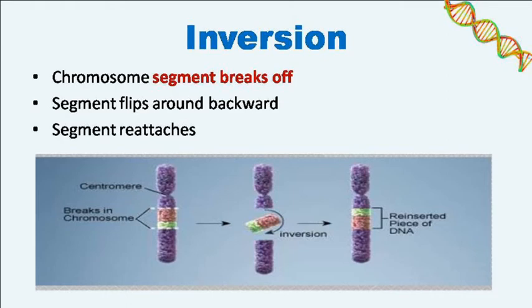Third type is inversion. Here also a chromosome segment breaks, then the segment flips around backward and reattaches. So there is no loss of genes, only the sequence or order of genes in the chromosome has been changed.